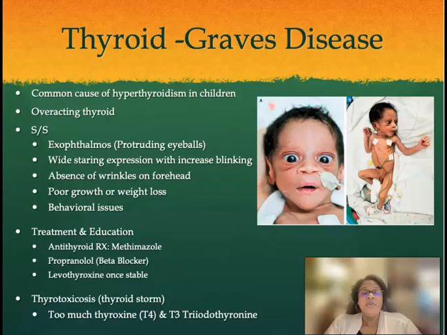So now what you can see with this, physically you can see the child has protruding eyeballs with a wide staring expression. And then there's the absence of wrinkles on the forehead when the child looks up. They also are going to have very low weight and weight loss due to the increased metabolism in utero. And they also will have an increase in heart rate.